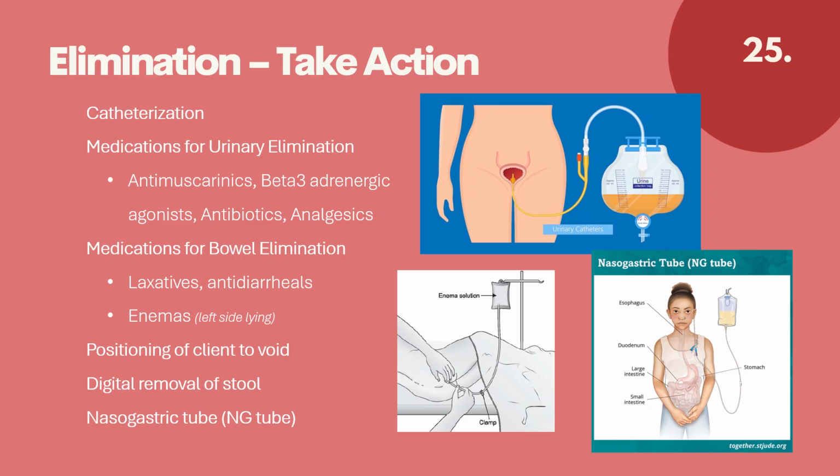So then what are some elimination interventions or maybe medications that we can utilize? So there is catheterization, or urinary catheterization. That's going to relieve any urinary retention. It's going to help us more accurately measure output. It may manage incontinence if that individual is having incontinence, or assist with certain procedures.